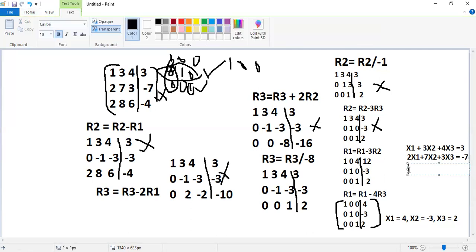So the last equation is 2x1 plus 8x2 plus 6x3 should give us negative 4. So use the calculator to check. So 2 times 4 plus 8 times negative 3 plus 6 times 2. Got negative 4, right? Yes, so it means that our answer is correct. And we've solved the equation using the Gauss-Jordan method and we've arrived at our answer.